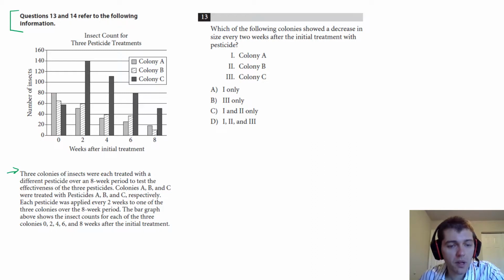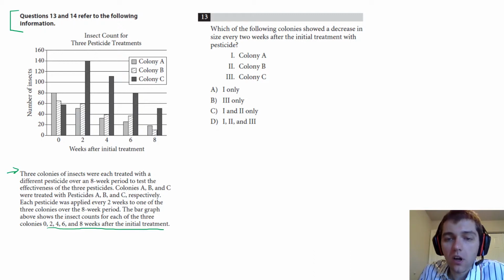Each pesticide was applied every 2 weeks to one of the 3 colonies over an 8-week period. The bar graph above shows the insect counts for each of the 3 colonies at each of those 2-week periods, 0, 2, 4, 6, and 8 weeks after initial treatment. Okay, on to the actual problem. Which of the following colonies showed a decrease in size every 2 weeks after initial treatment with the pesticide?